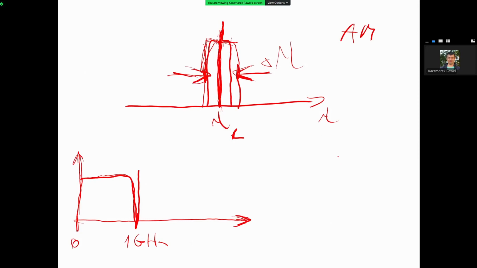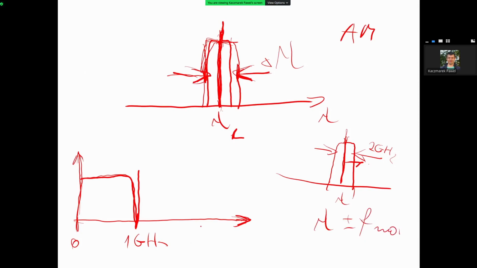Exactly the same means we will have some wavelength, and the spectral width of such a signal will be 2 gigahertz in our case, because this broadening is by 1 gigahertz to the higher frequencies and to the lower. So it will give us some lambda plus minus f max, or in fact we should give here the nu, the frequency of our light beam propagating in the fiber.